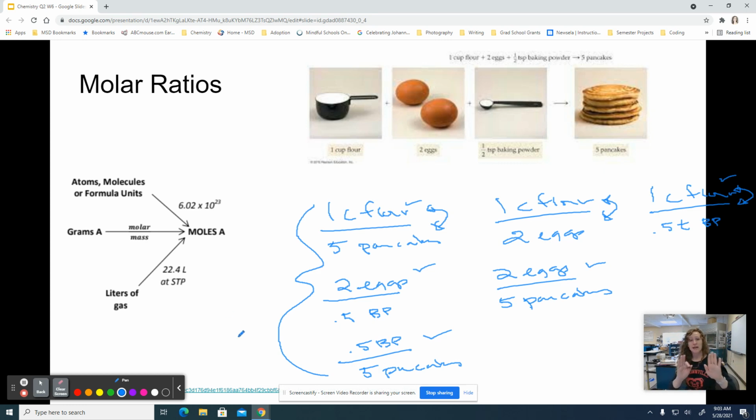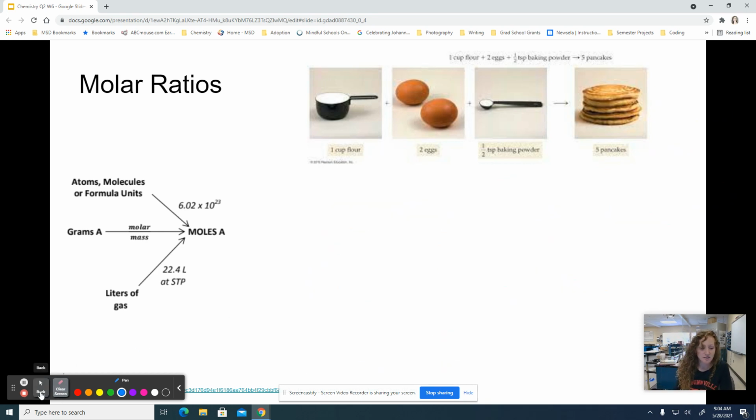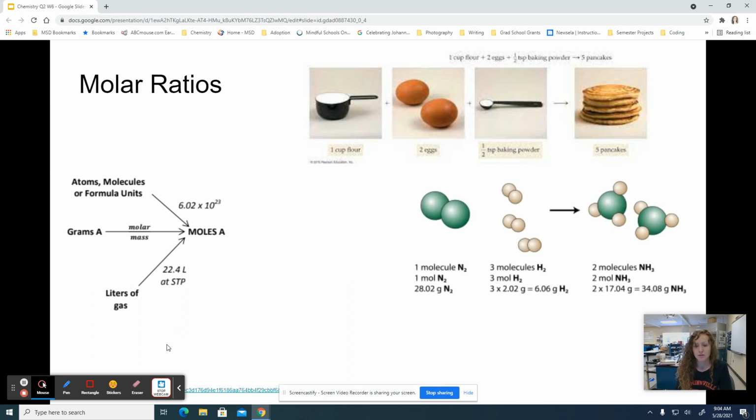So you can use any relationship. You can use a relationship of reactant to reactant, right? Flour to eggs. You can use a relationship of reactant to product, like flour to pancakes. If we had another product here, you could write a relationship of product to product. So you can use any 2 things in a balanced chemical equation or a recipe to write these conversion factors. So now let's look at this in terms of a chemical reaction.